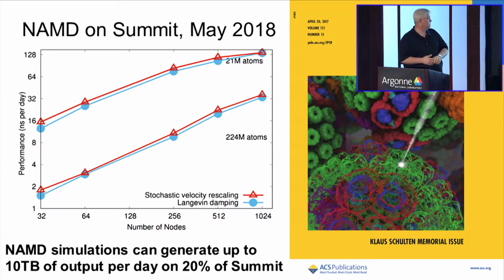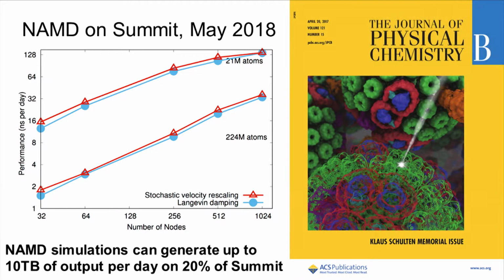But to give you an example, on the new Summit machine at Oak Ridge. This machine is so fast, running on about 20% of the machine. So we did this last year when they had only partially completed the machine. Running on only 20% of the machine, regardless of the system size, whether it was a 21 million atom system or a 200 million atom system, we produce about 10 terabytes of data per day in either of those system sizes due to the roughly linear scaling that NAMD achieves. So that's an example of where these things are going.